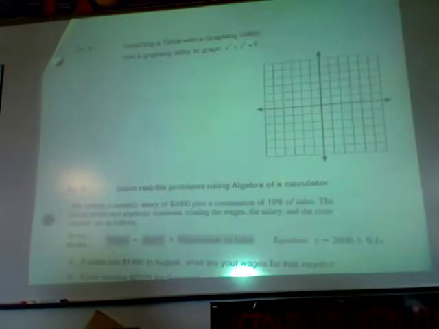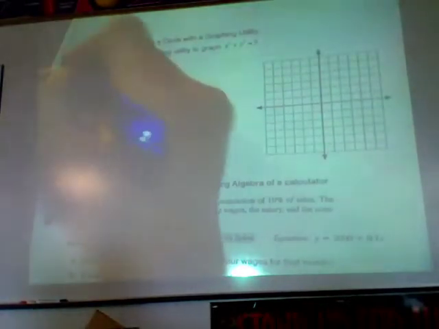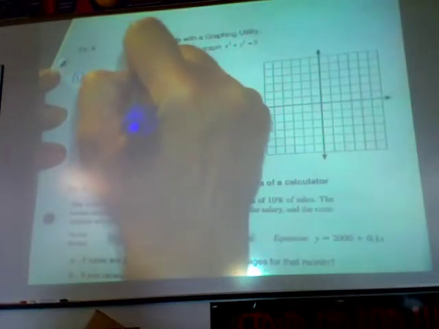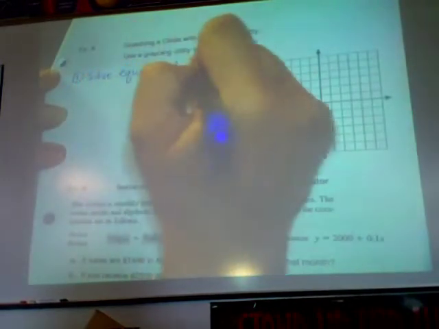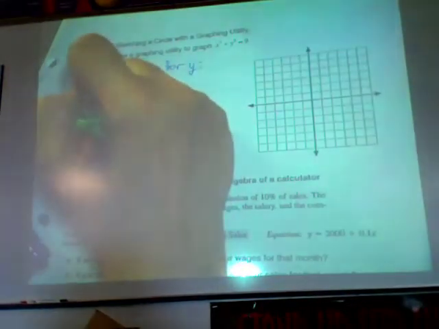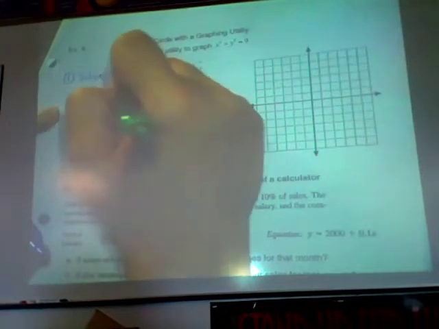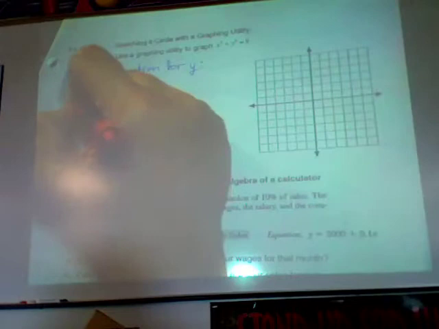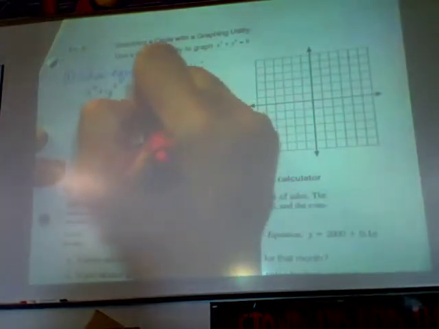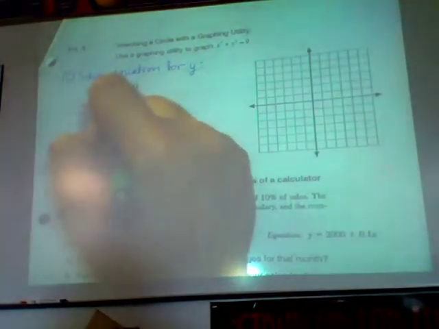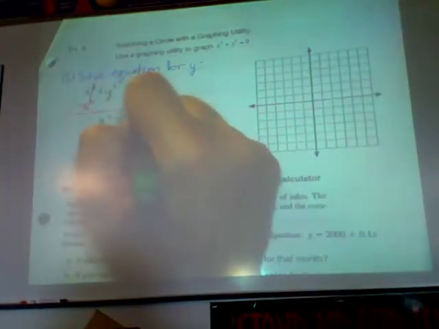So what were you going to say? You have to get y by itself. So the very first step, just like before, solve the equation for y. I'm going to take that original equation, x squared plus y squared equals 9. To solve for y, I have to move the x squared by subtracting it. Now this isn't linear, so I don't have to have the squared term first. So I'm going to write it as y squared equals 9 minus x squared.